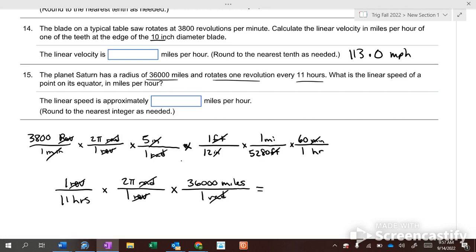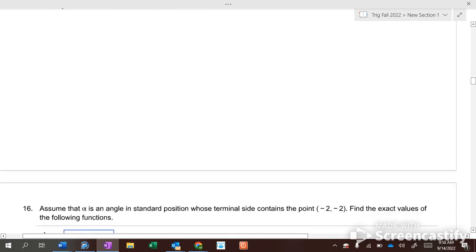How fast is that person moving with respect to the solar system? It's a big number. 20,000? Somewhere around 20,000? What? 20,563 miles per hour. Yeah. They're moving.